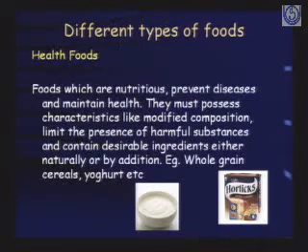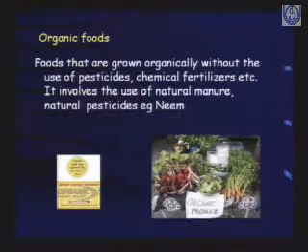Now coming to different types of foods which are available in the market and which we find everywhere. First is health foods. These may be manufactured like Horlicks, etc., Bournvita, etc. You have seen them in the market. They are manufactured products. They are nutritious and they may prevent disease also and maintain health. Even natural foods like whole grain cereals and yogurt, they may also be called health foods because they have some specific properties.